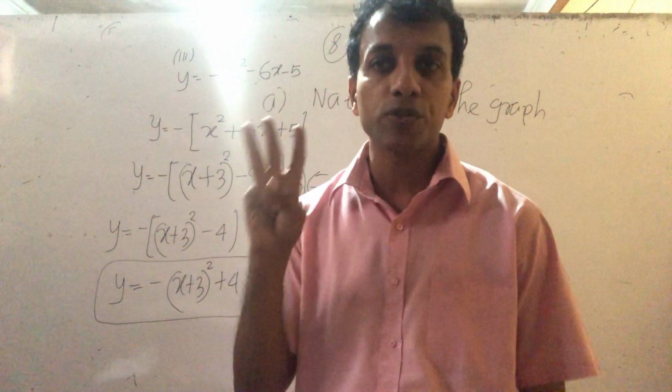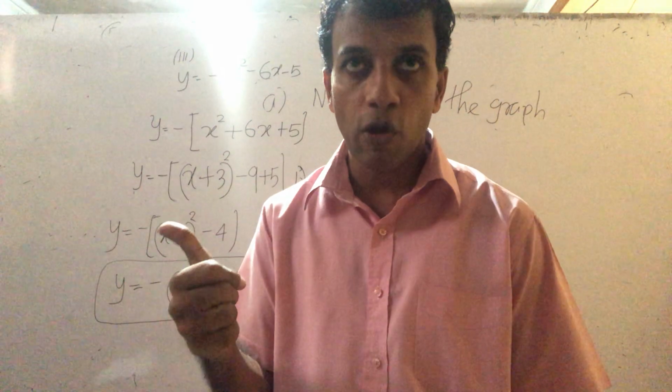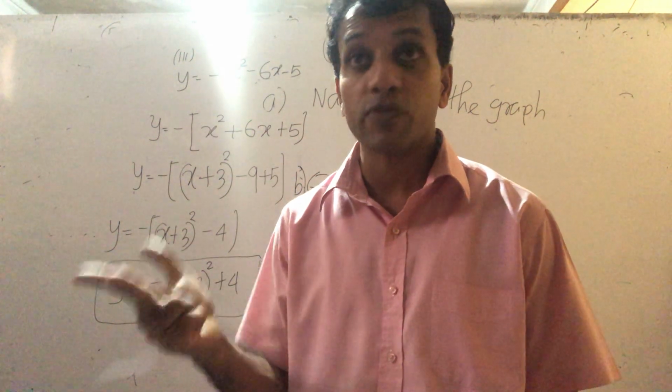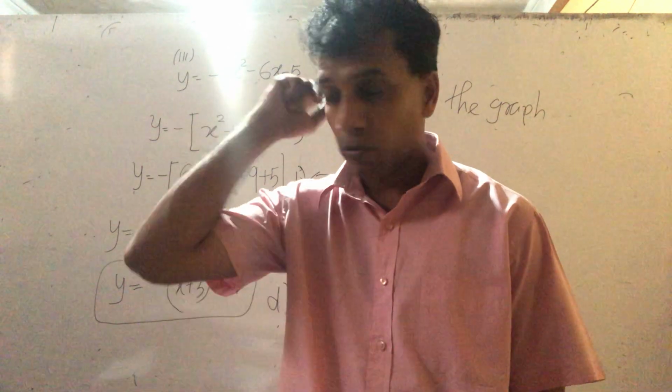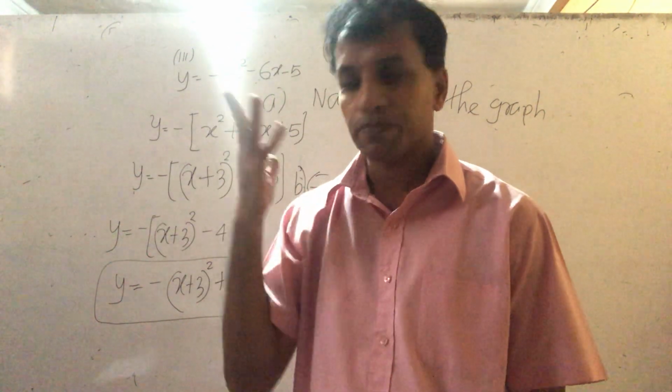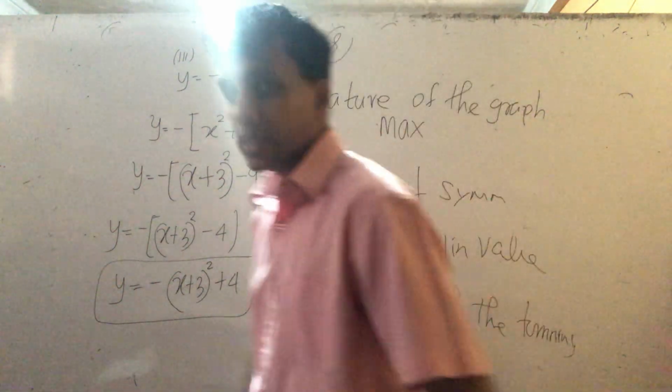There are 3 forms of a graph: general form, intersection form, completing square form. That is one of the parts they ask in the exam. For best knowledge, refer to my first or second video. Okay, now answer this.